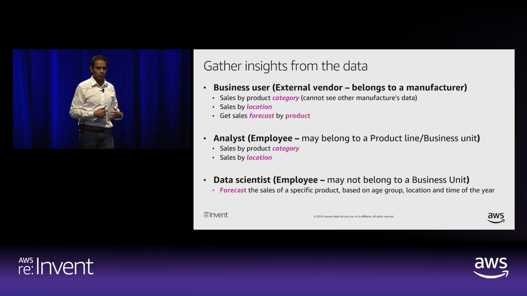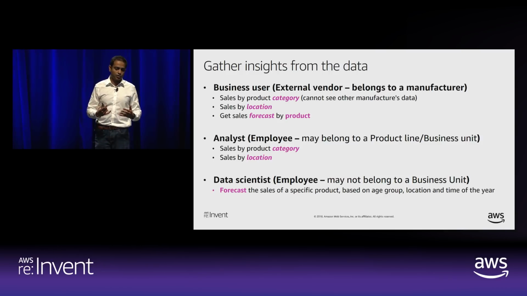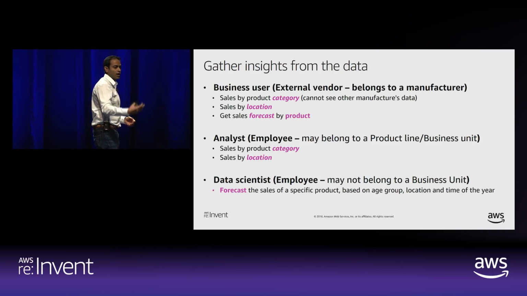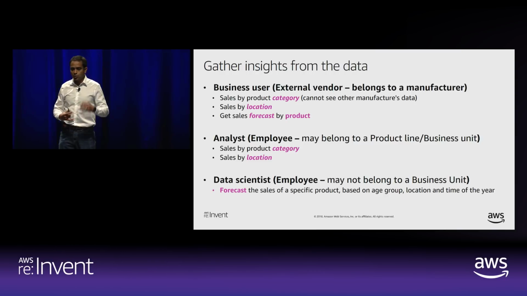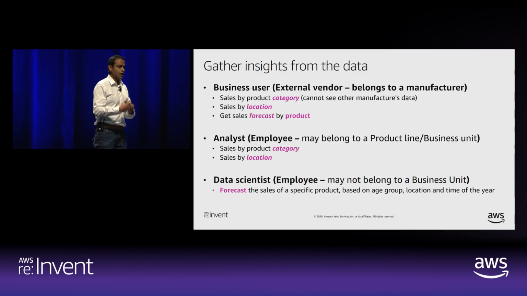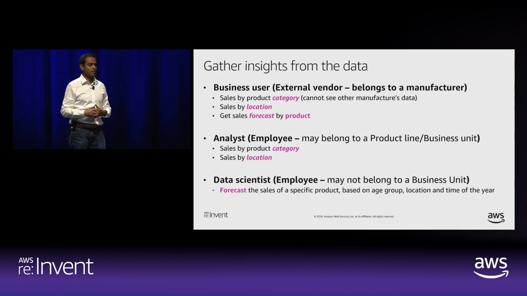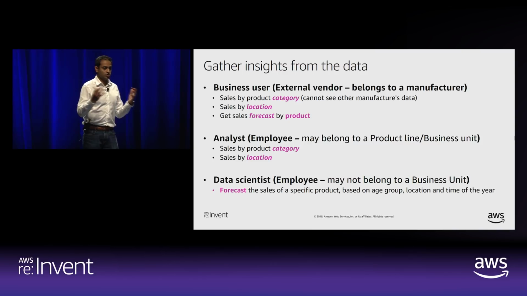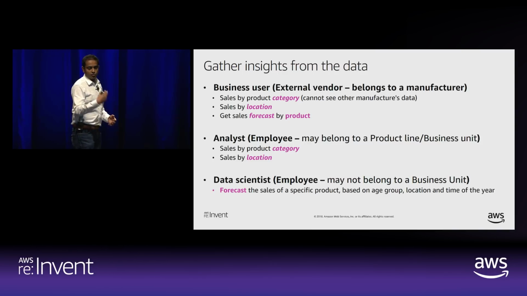Start with that, right? So as a business user, let's say a user who's external to the company, as a manufacturer, I would want to know what are my sales by product category. What are my sales by location? Give me a forecast of what the sales would look like. Now, what's important to understand here is, as a business user, I should not be allowed to see data that is outside of my manufacturer, right? Again, this should be seamless so that when he or she accesses a report, the data is already filtered and presented to them.